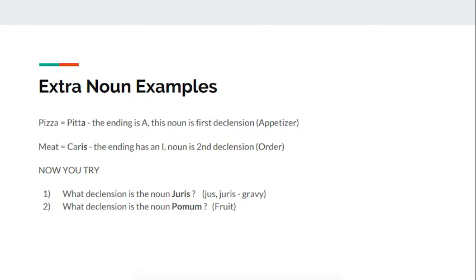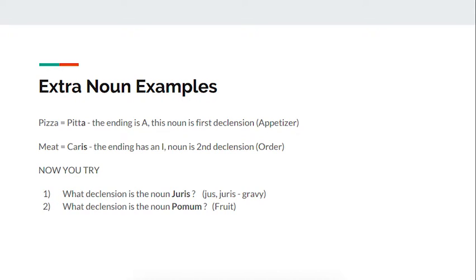Pizza in Latin has the ending of an A. This noun is first declension. A as an appetizer comes first. Now the next one can be kind of confusing with the rules that we just made. So, meat is carnis. The ending has an I, IS. So you would initially think that this would be a third declension noun. It's actually not true. It is second declension. So let's remember that IS can also be second declension.